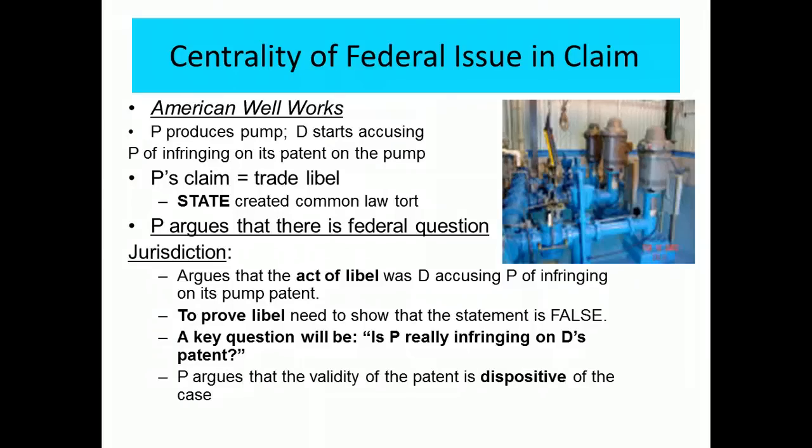So plaintiff says, look, to resolve my libel claim, we have to figure out whether or not the patent that the defendant holds is valid. And so that question is dispositive of the case. And as we all know, patent issues are resolved under federal law. So the plaintiff says, look, everything really turns on, does he hold a valid patent, which is a federal question.